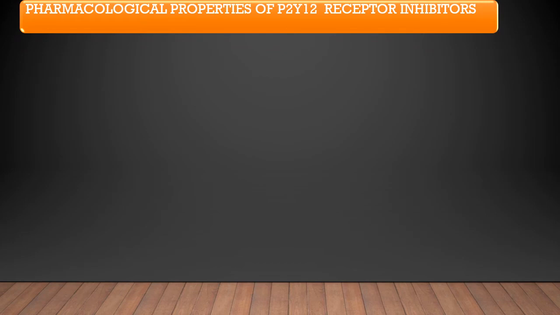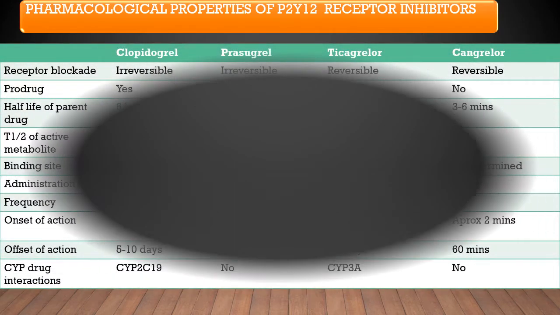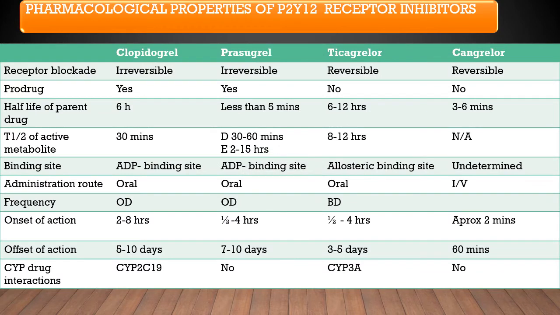Here are the important pharmacological properties of P2Y12 receptor inhibitors. This table shows the different pharmacological properties of the four available agents: clopidogrel, prasugrel, ticagrelor, and cangrelor.